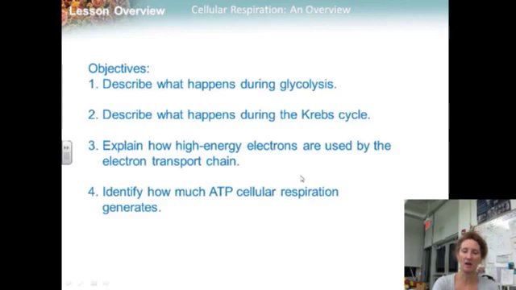The objectives are all about cellular respiration. Describe what happens during glycolysis, describe what happens during the Krebs cycle, explain how high energy electrons are used by the electron transport chain, and identify how much ATP cellular respiration generates.